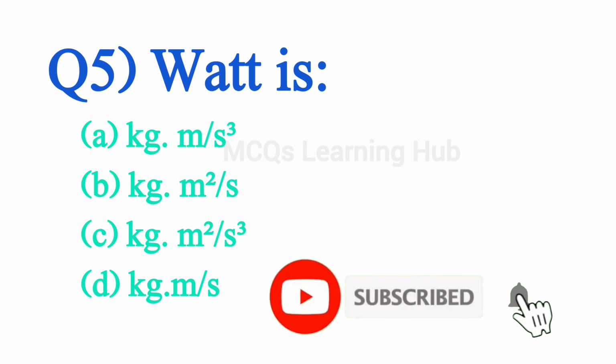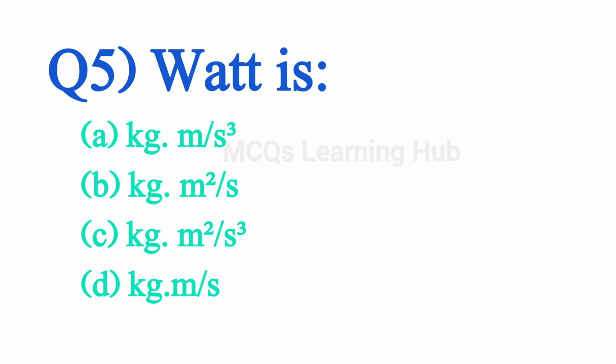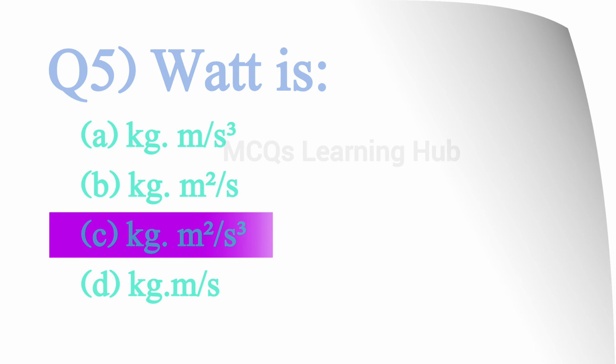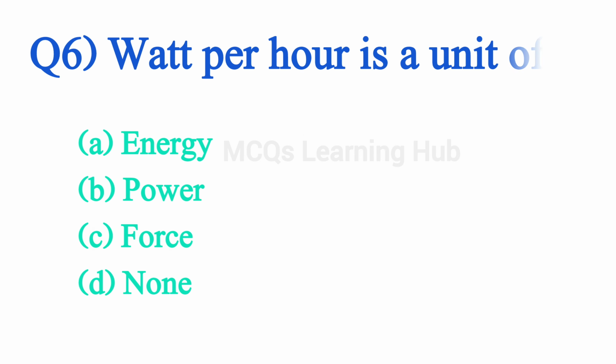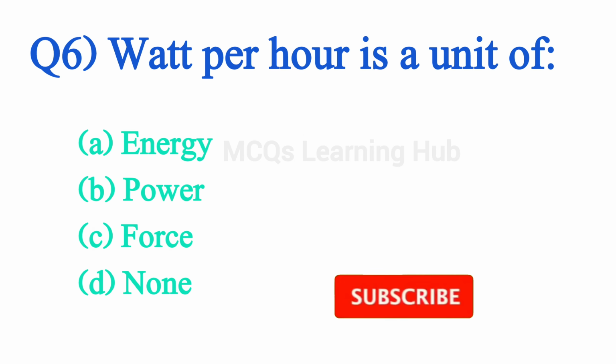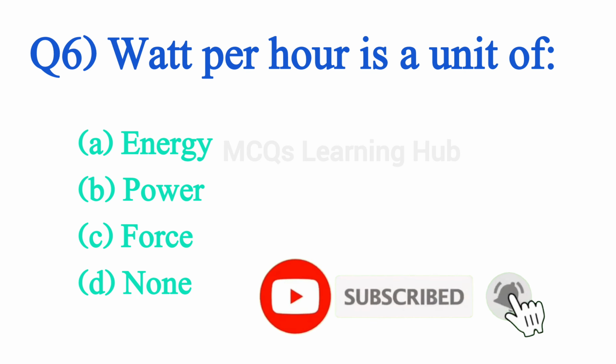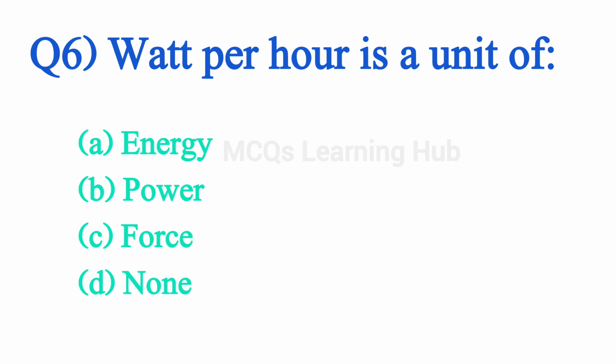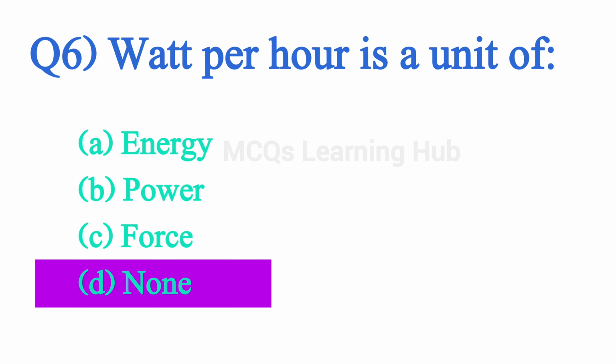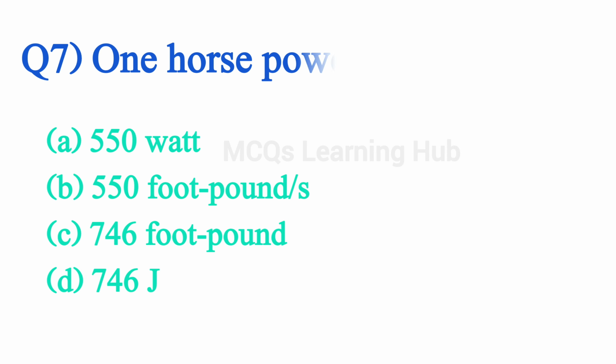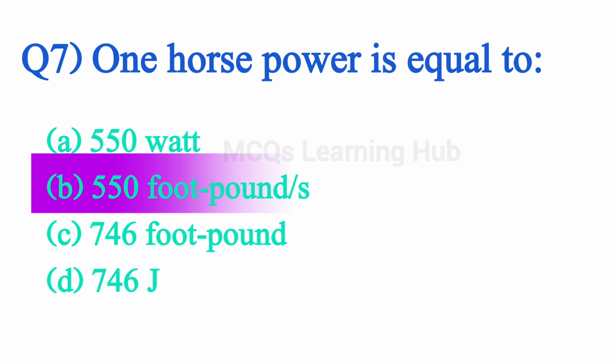What is? Option C is correct. What per hour is a unit of? Option D is correct. 1 horsepower is equal to. Option B is correct.